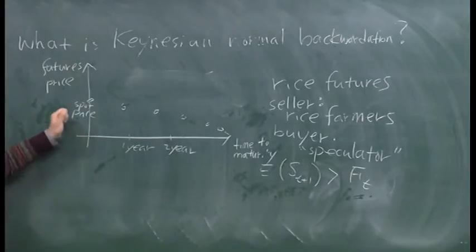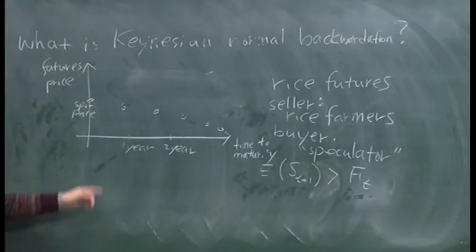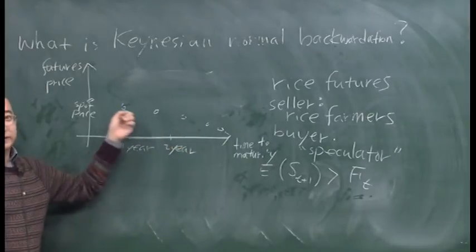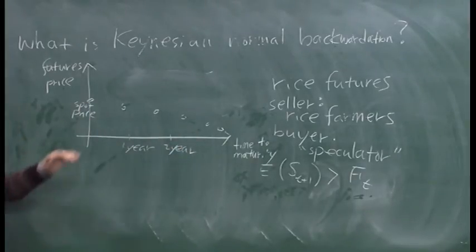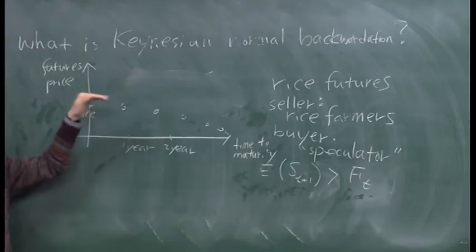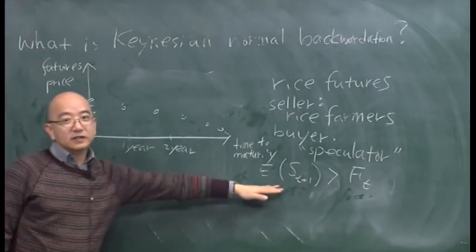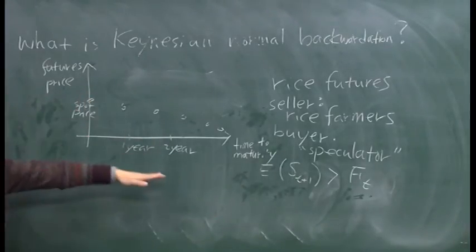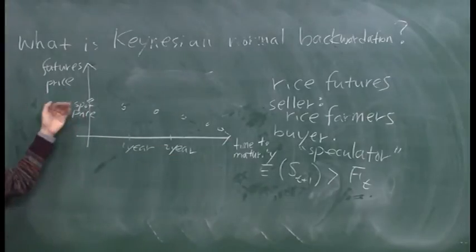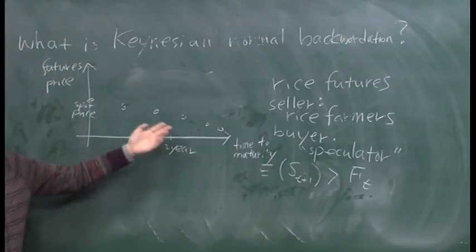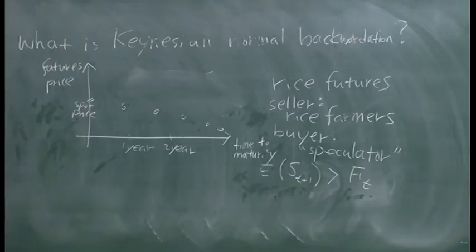So what Keynes suggested is normal is this declining curve in this space. That is, futures prices are lower than expected spot price, and if the expected spot price is more or less similar to the current spot price, then this will be the typical pattern you can see in the futures market, and at least that was Keynes' idea.